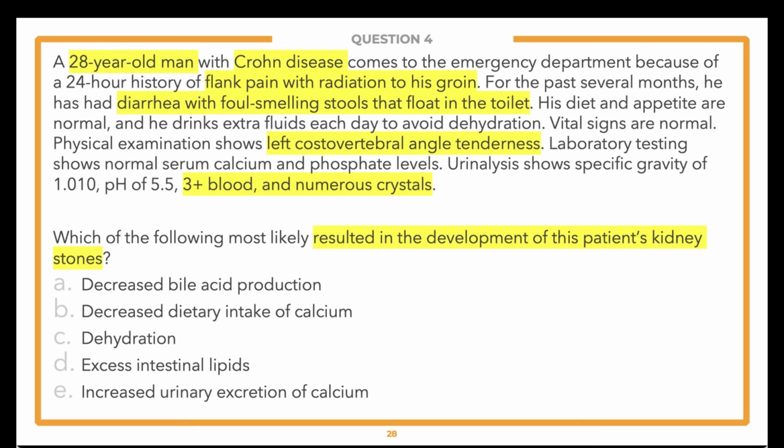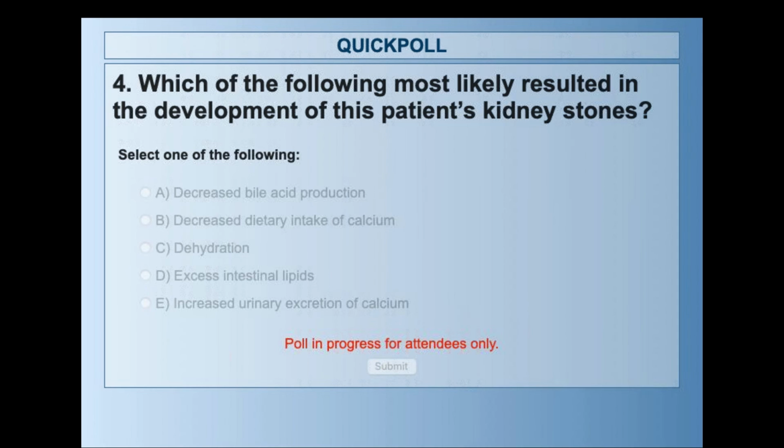Okay, with that, we have launched the poll for our final question tonight. We had quite a bit to parse from that vignette, trying to figure out what likely resulted in the development of the kidney stones in this 28-year-old male.